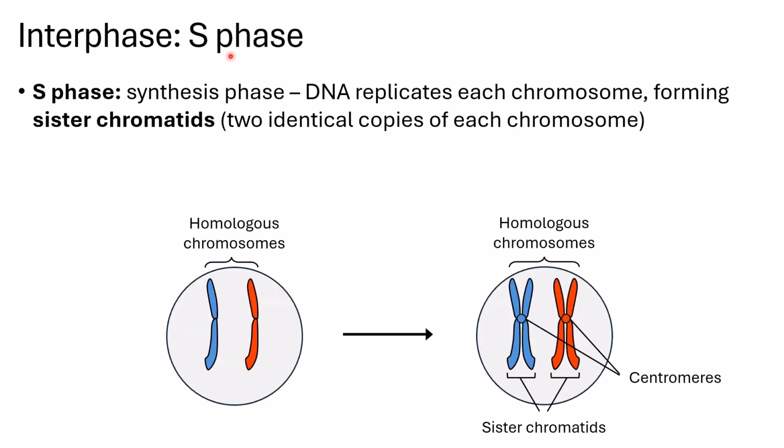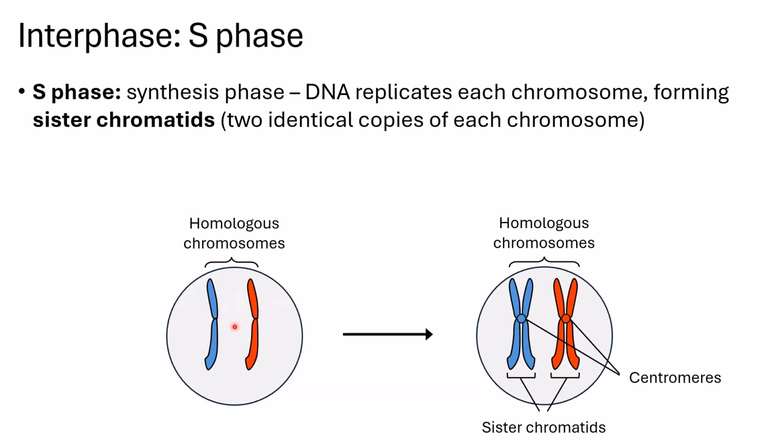The S phase stands for the synthesis phase. This refers to how it's the phase in which another copy of DNA is synthesized. In other words, DNA replication of each chromosome occurs at this step. This image shows a pair of homologous chromosomes being replicated. Remember that in humans, there would be 23 pairs. The different colors represent how each chromosome comes from a different parent.